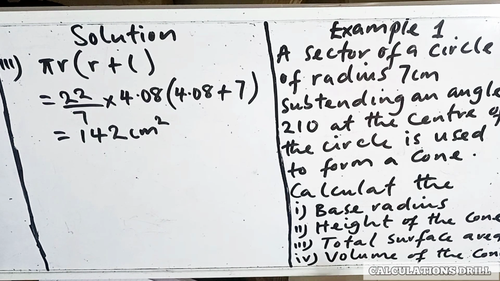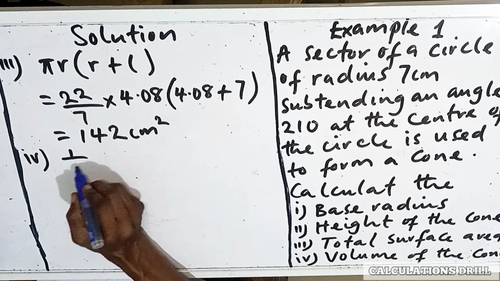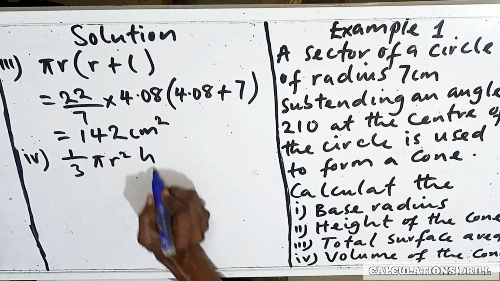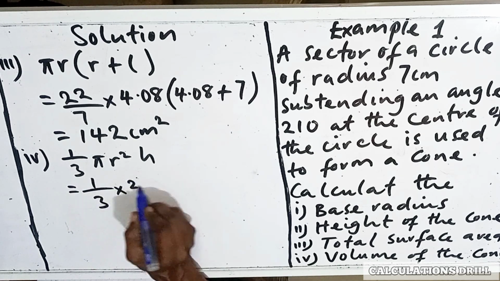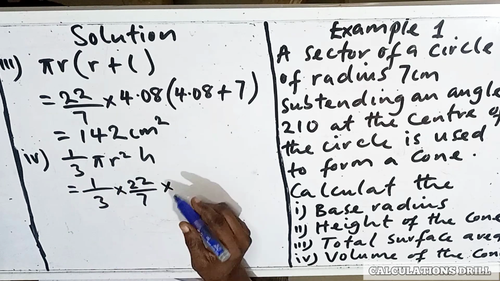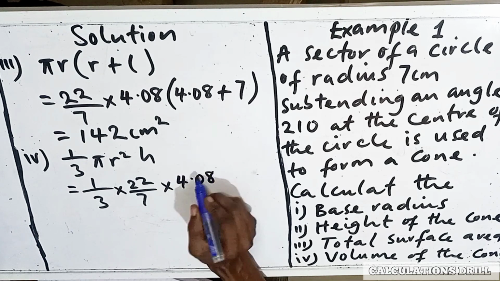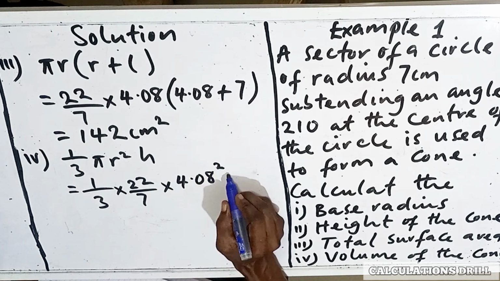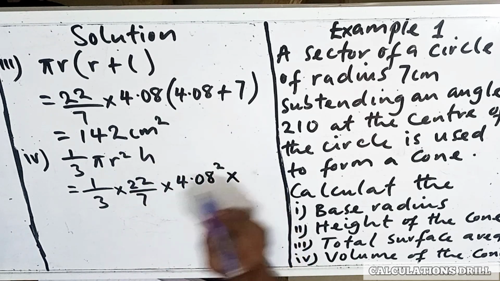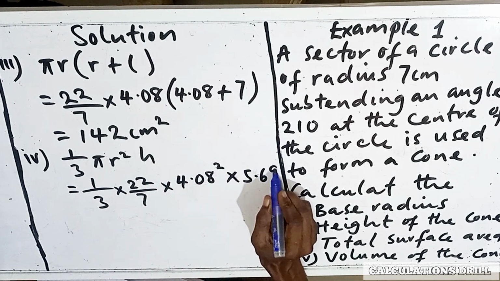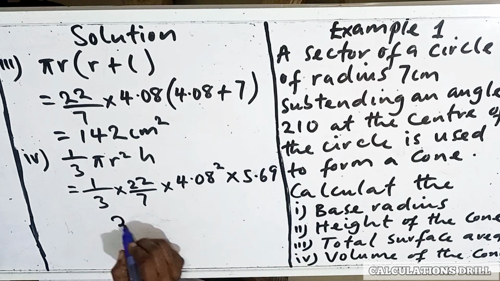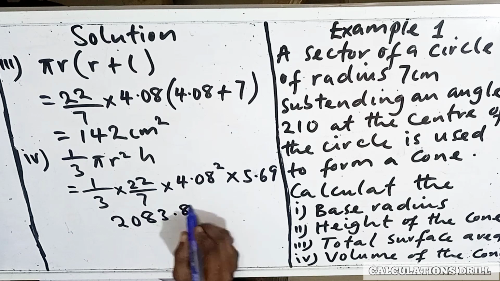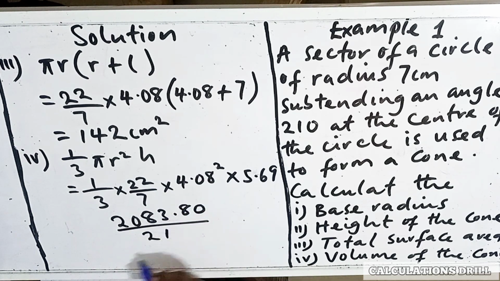Then the next one is volume. That's what we want to solve for now. And the formula you can see on the board, 1 over 3 pi r squared h. And we input our values. We already know our radius, the small r, 4.08, times our height that we solved for, 5.69, don't forget. And when we input everything, we got 2083.80 over 21. And the final answer is 99.23 centimeter cubed.